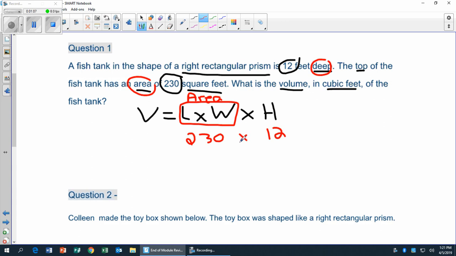And now I have to do length times width times height, which is 230 times 12. And I can do the math over on the side. And when I do the math, I come out with 2,760. And I know I'm working in feet from up here. And when I do volume, it is always feet cubed, so I put a little 3 up there. Or it would be cubic feet is another word that I could write.